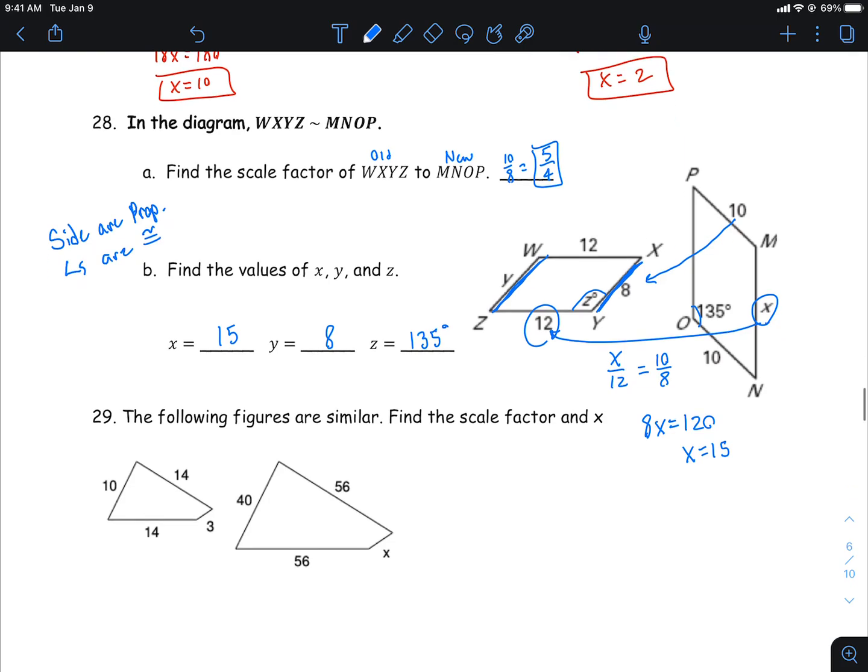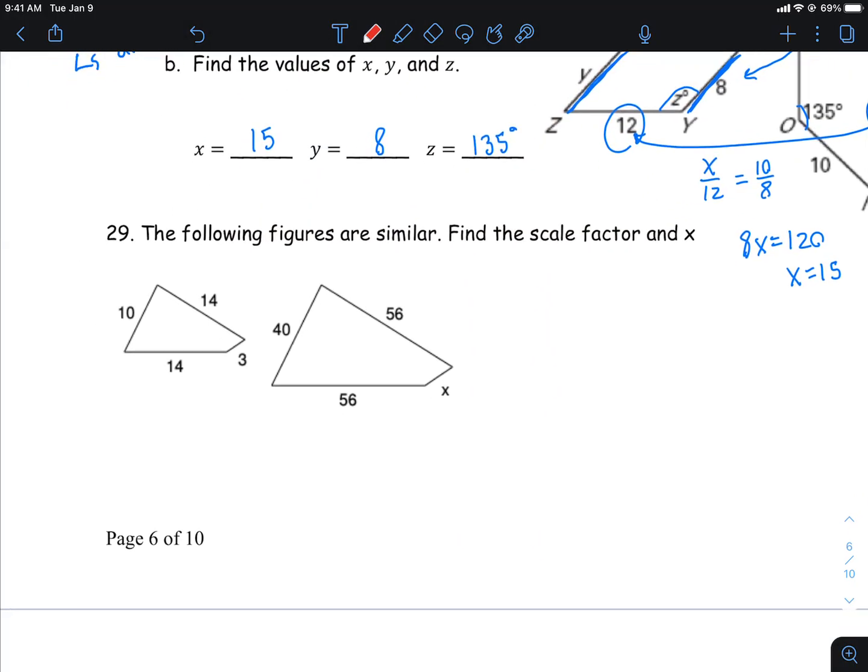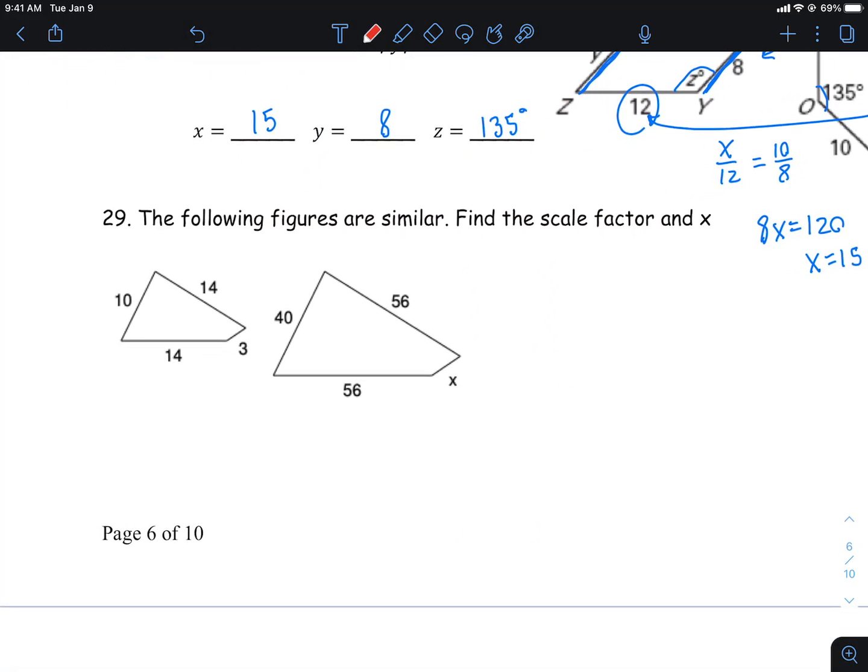All right, let's do another one where the figures are going to be similar. The following figures are similar. Find the scale factor and find x. What I would do is find two matching sides. I'm going to go with the shortest given side, which looks like it matches with this side right here. So you have a 40 to 10 ratio when you reduce. That's a 4 to 1 ratio. So you can say the scale factor is either 4 to 1, or you can just write it as a regular 4. So that's your scale factor.